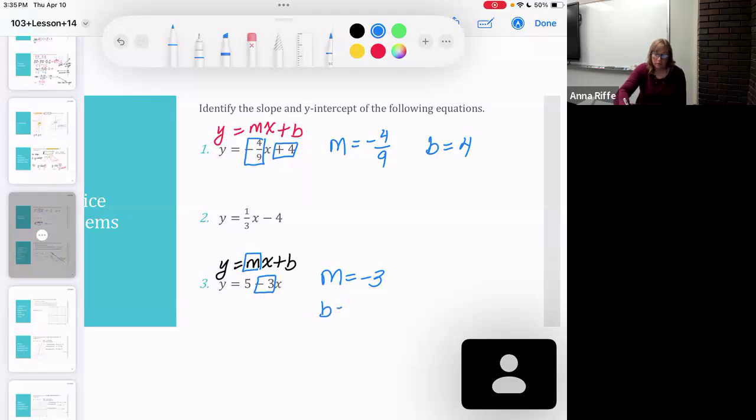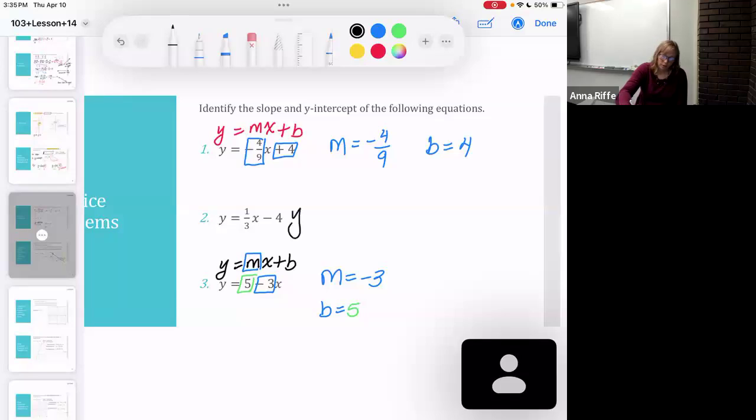Similarly, I want to find b in this equation. It is the number that is constant, so it's not multiplied by x. In this case, that is 5. So my slope is -3 and my b is 5 for this equation. Okay.